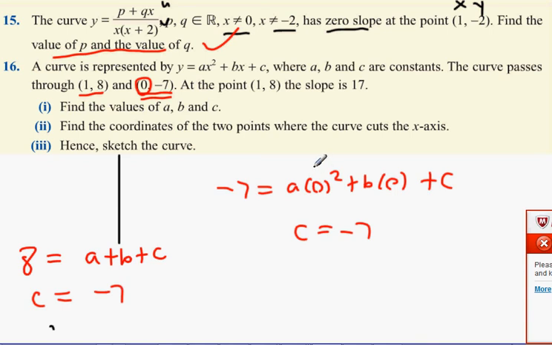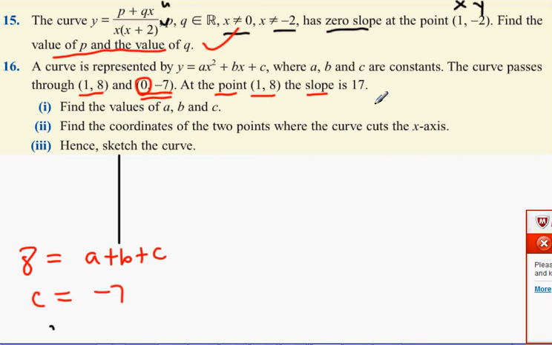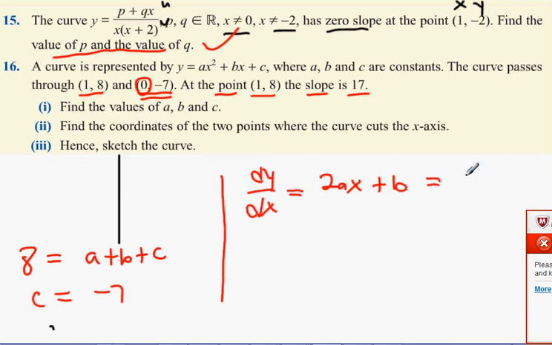Okay, that might be what number 17 does. And then finally, we're 1 equation down and we've used both points. Now here's your information. At the point 1, 8, slope is 17. There's that key word, slope. What does slope make you do every time? Differentiate. And we're going to get 2ax plus b. The c disappears, yeah? And that equals 17 when x equals 1. 2a plus b equals 17.